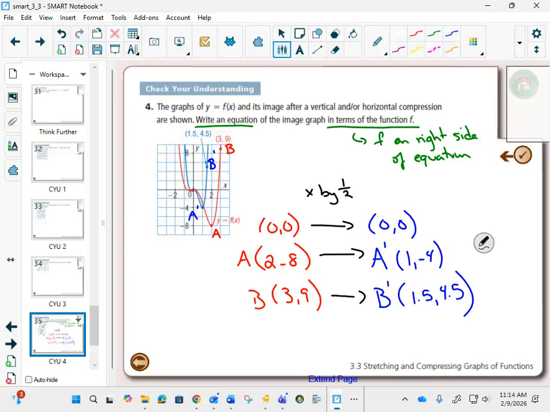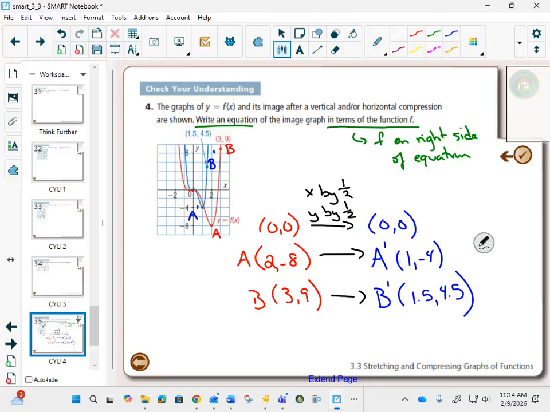And what do you notice with the y values? Same thing? That your y values were also cut in half? So 9 went to 4.5, negative 8 went to negative 4, and 0 wasn't very helpful, but divide by half, or multiply by half, is still 0. Okay, so now we know the x value is multiplied by half, the y value is multiplied by half. How do we show that?